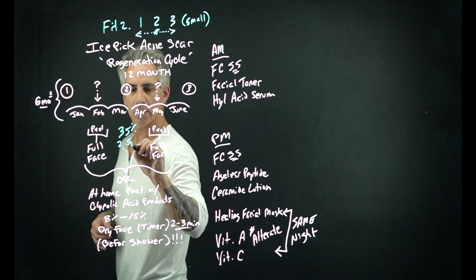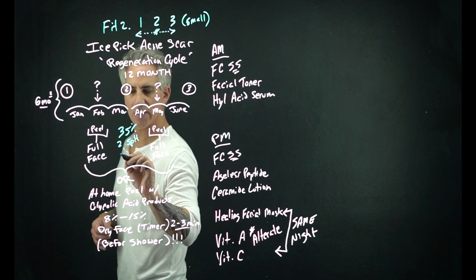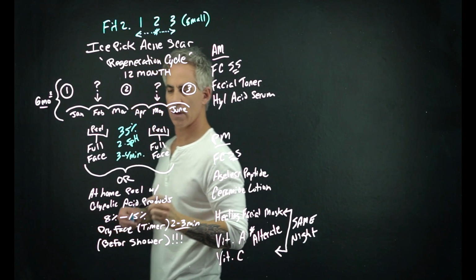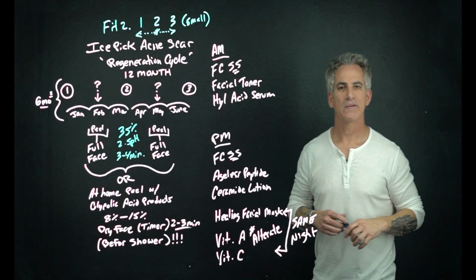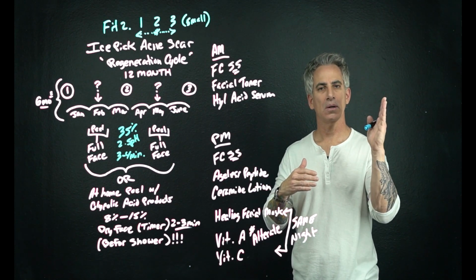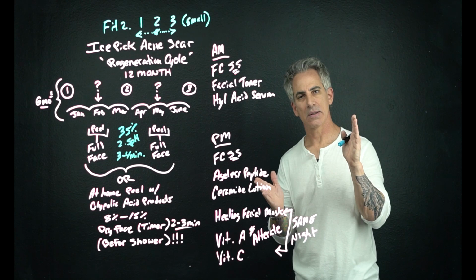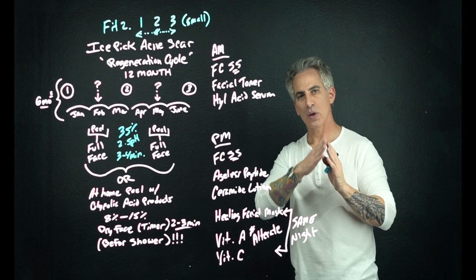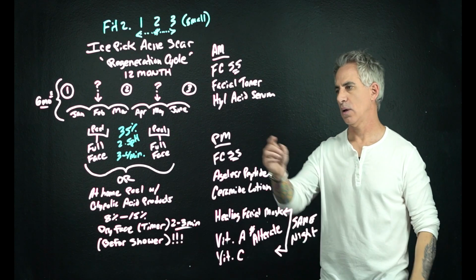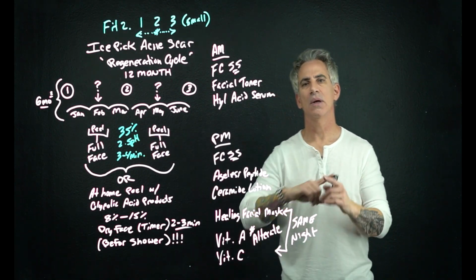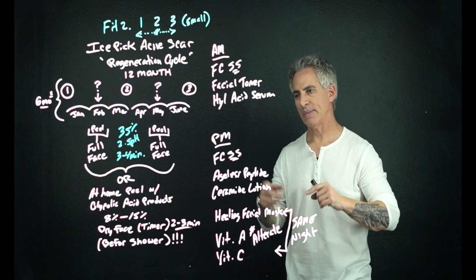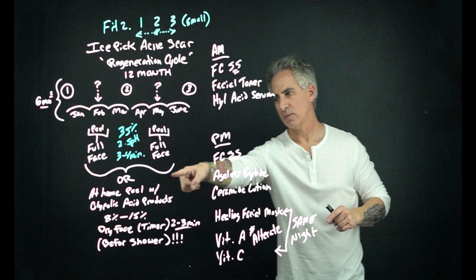35%, 2.5 pH, three to 4 minutes. I can go higher, lower on the minutes, or I can do this at home if you don't want to do the chemical peels, and that's what I'm going to discuss right below.